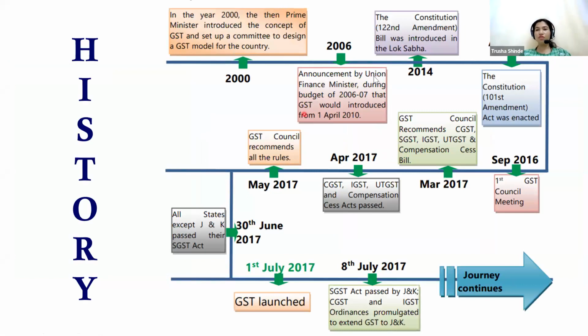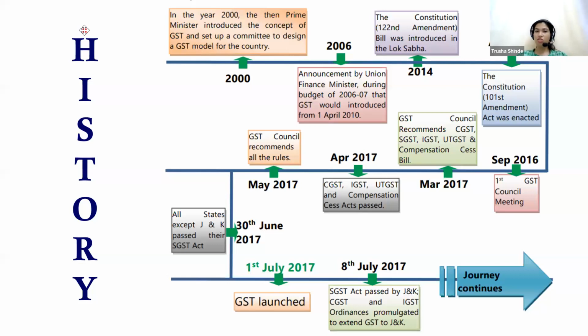What exactly is the history of GST? Earlier, in the 2000s, the Prime Minister introduced the concept and had it set in mind that we have to come up with a GST model for the country, because everyone in the world is using a similar type of system, not the same, but similar. Later, in 2006, the finance minister, while discussing the budget, said that GST would be introduced in April 2010.